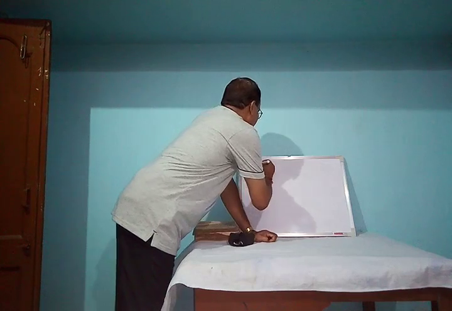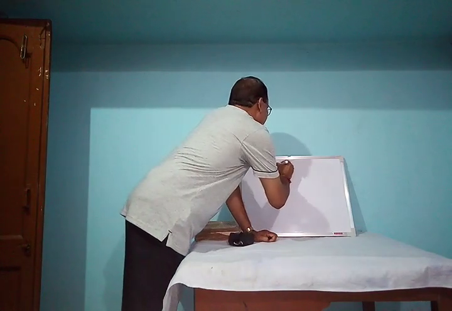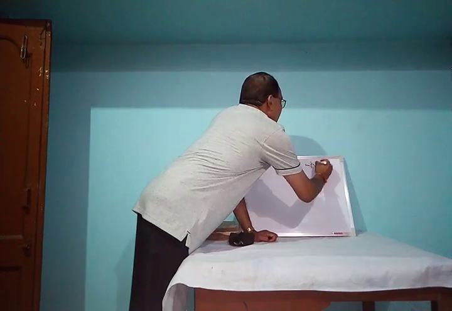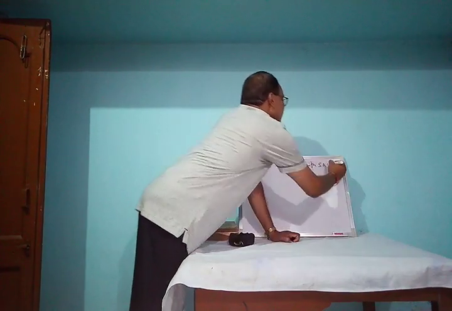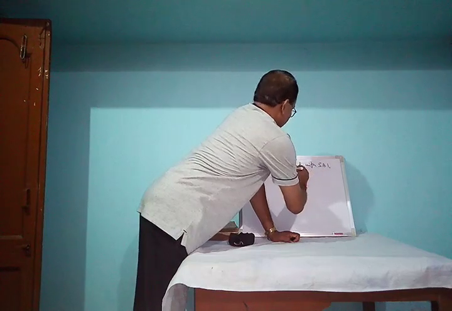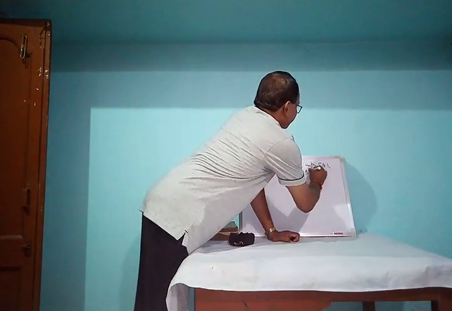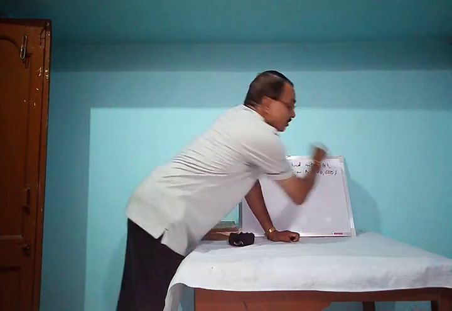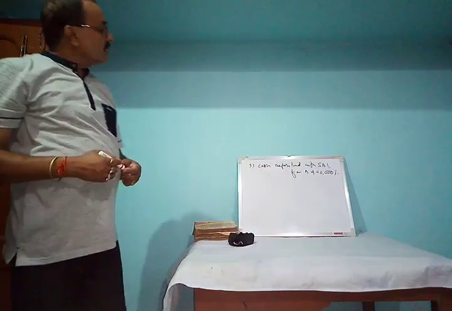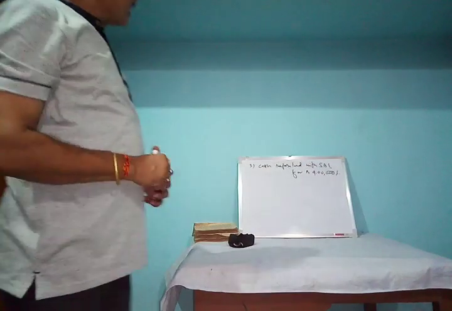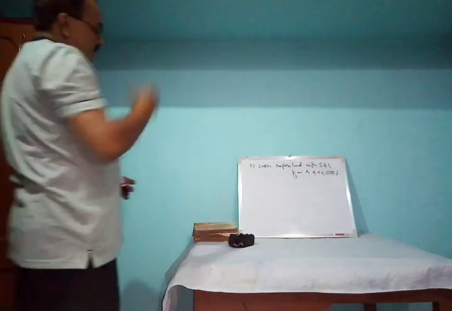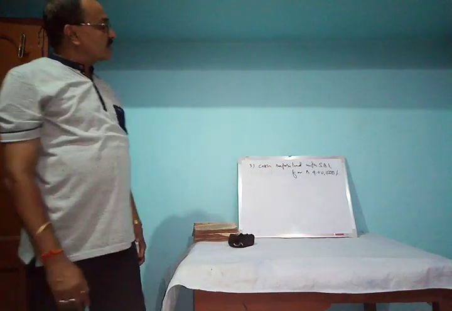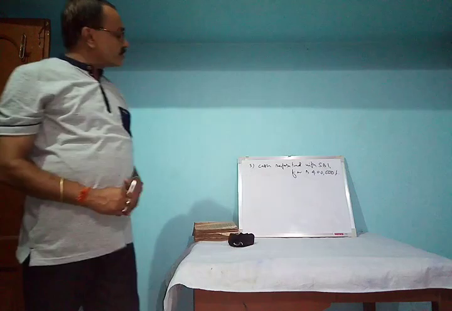Next, number 3: cash deposited with SBI for rupees 4 lakhs. This is also a transaction, because out of the available cash of rupees 5 lakhs, Roshan has deposited a sum of rupees 4 lakhs with State Bank of India. So it also calls for a journal entry.